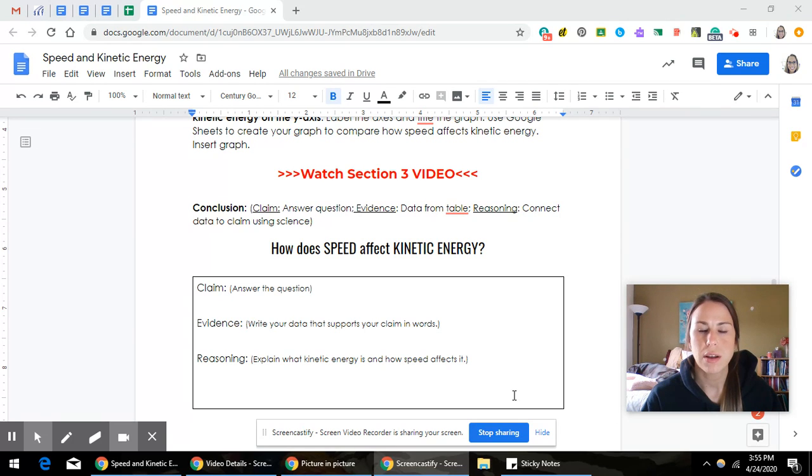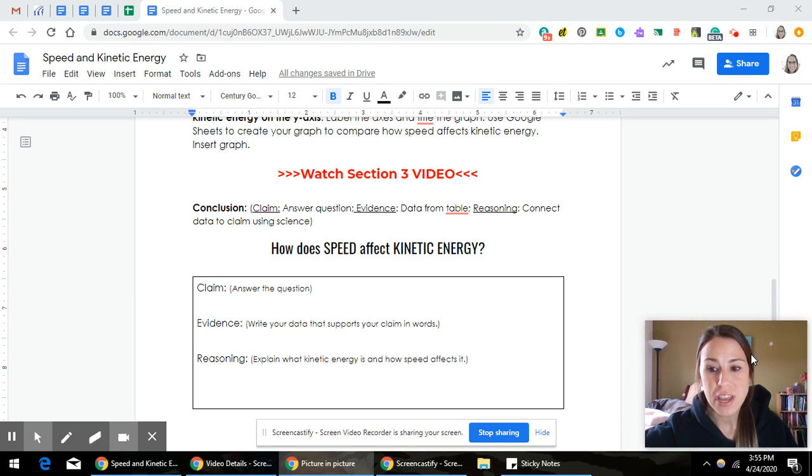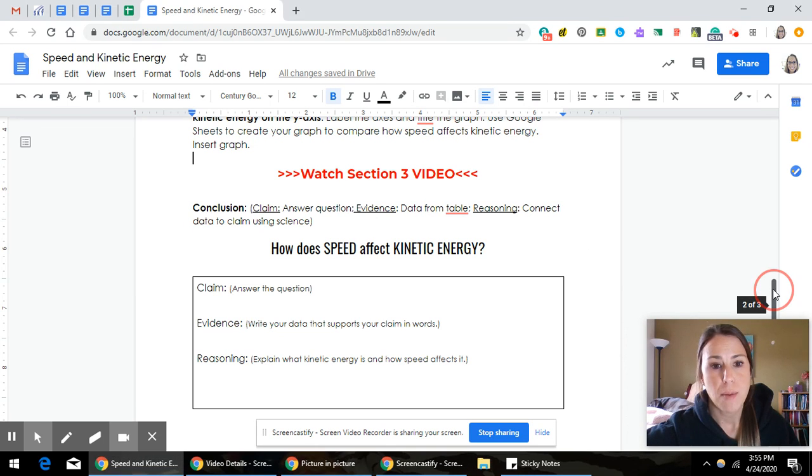We are going to write a claim, evidence, reasoning. I can hear your groans already. However, this is really easy and you've been doing it all year, so you know how to do this. And I know that one of the first things in science class for next year, when you're in high school, is that you're going to have to write a CER. You're going to have to write a scientific conclusion.